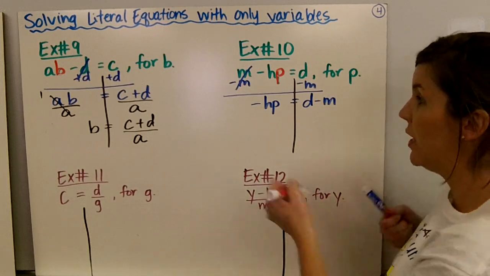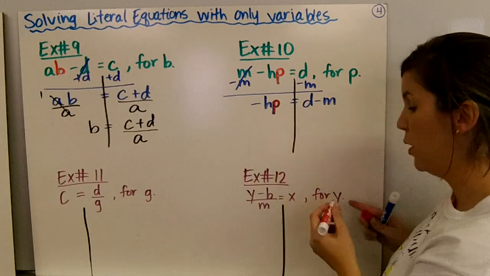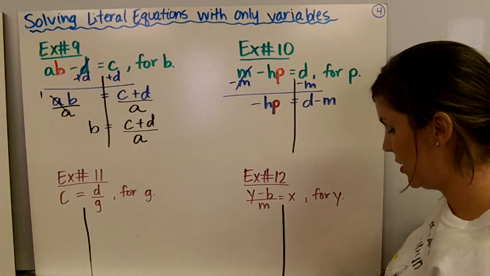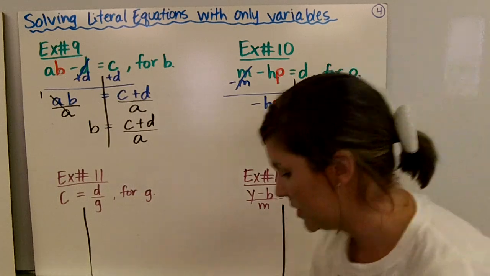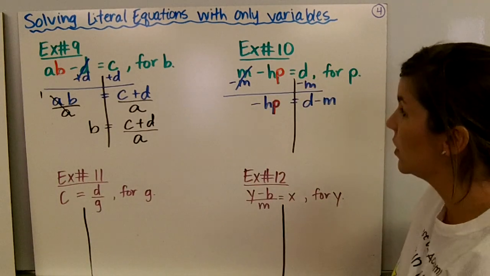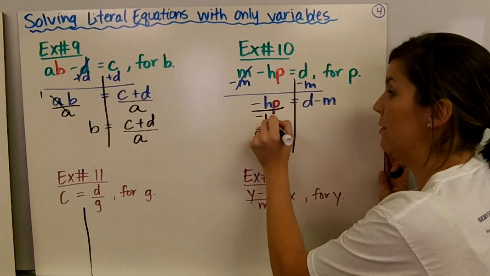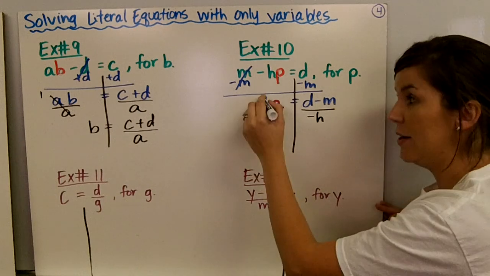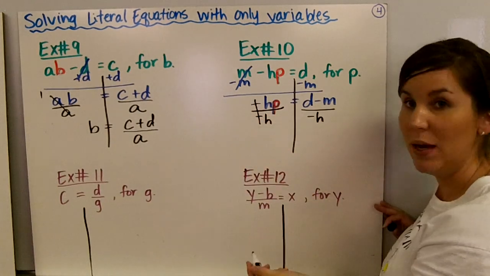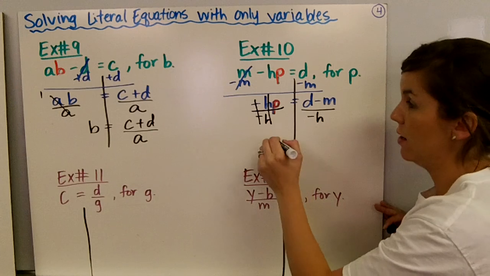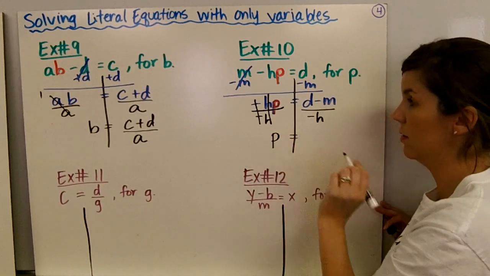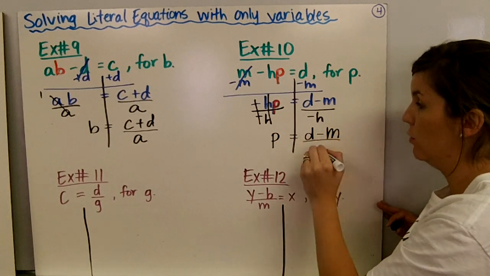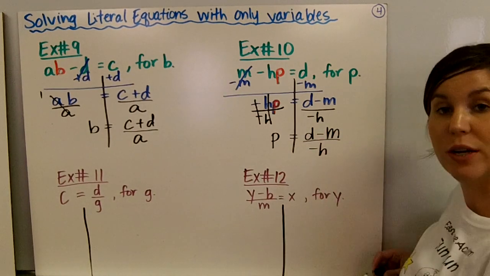Again, I want to get this P by itself, but I have to get rid of a negative H in front of it. So that's negative H times P. I'm going to have to divide by negative H. A negative over a negative makes it a positive. H over H is 1. So this is just P equals D minus M over negative H. And you can leave your answer like that.